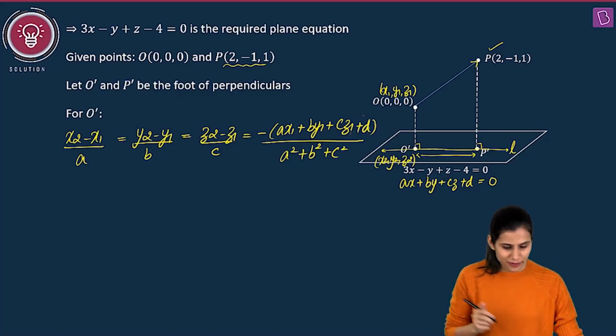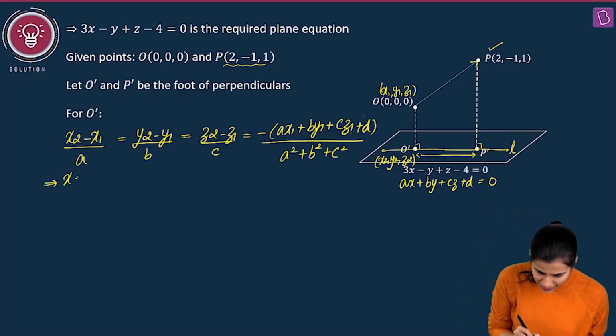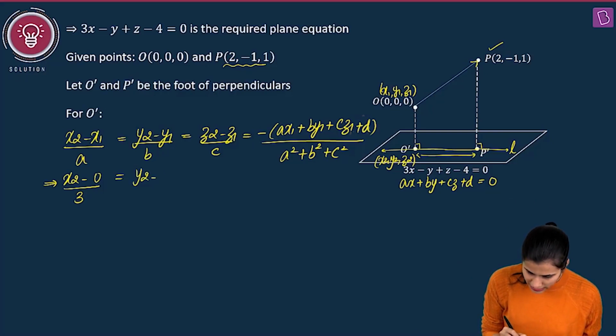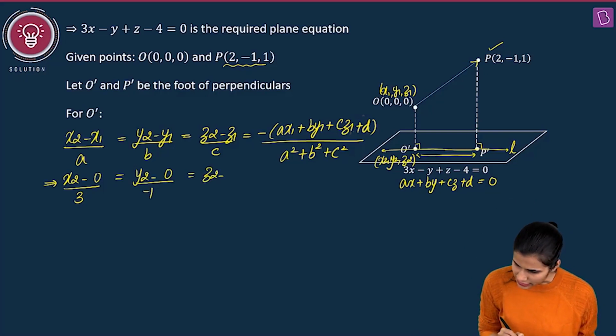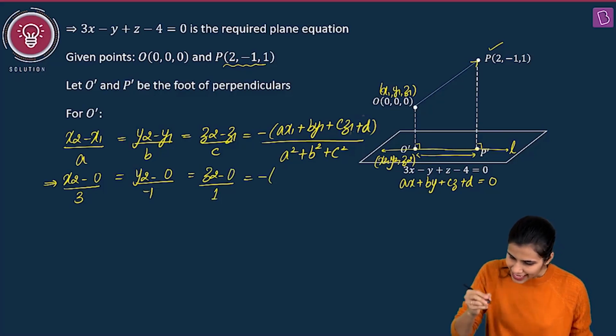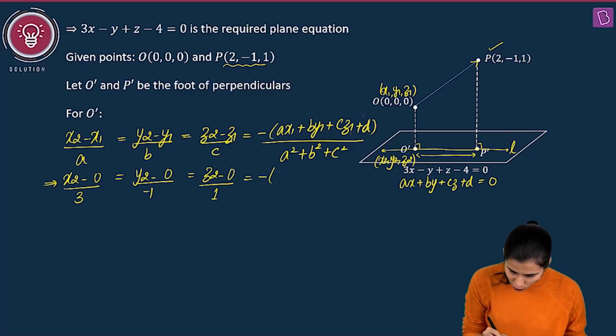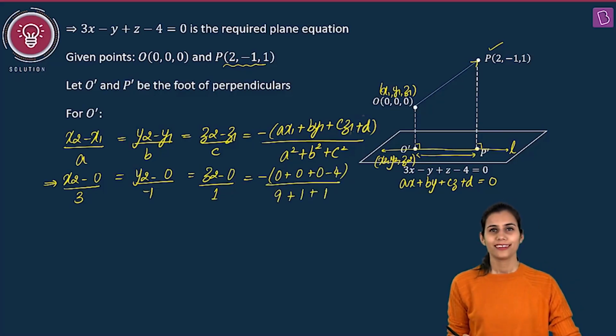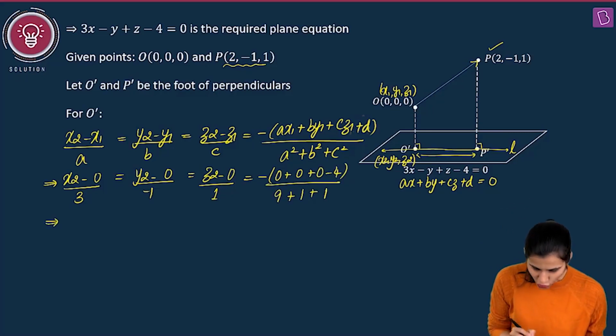Yes, easy peasy concept. Cool then, plug in the values. x2 is as it is, x1 is 0, A is nothing but 3. That is coefficient of x from the equation of the plane. y2 I won't disturb, y1 is 0, B is what? Minus 1. Z2 I won't disturb. Z1 is again 0. C is coefficient of Z, which is 1. Then you have minus of AX1, that is 3 into 0, which is 0, plus BY1 again 0, plus CZ1 again 0, minus 4 upon A square, that is 9, plus B square plus C square. Okay? Nothing rocket science till here.